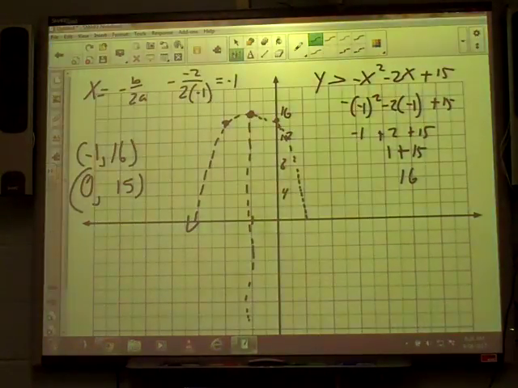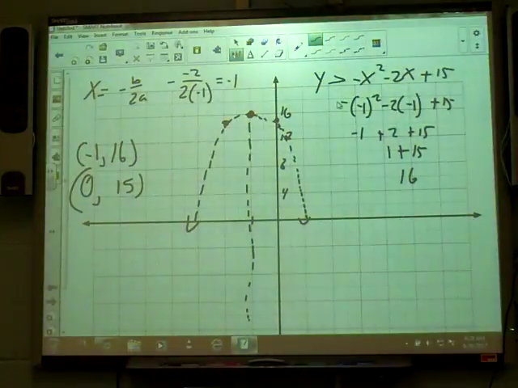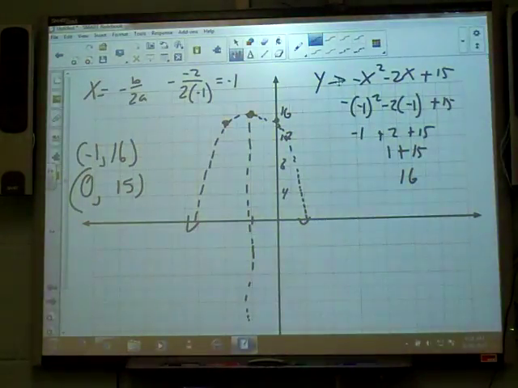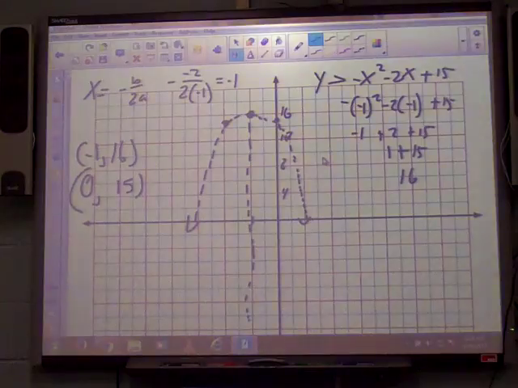Why would it be dashed? Because it just has a greater than sign. It doesn't have an equal bar underneath it. If it's equal, then it's a straight line. If it's less than or greater than, then it's dashed.